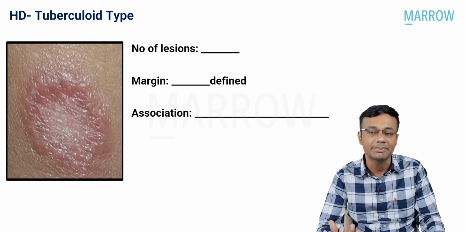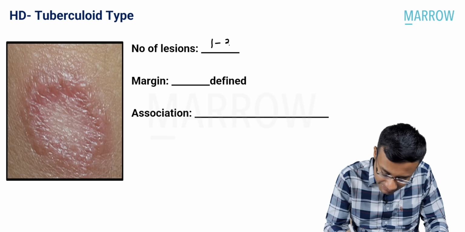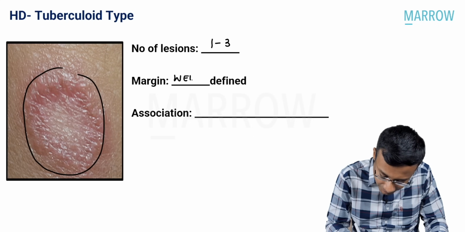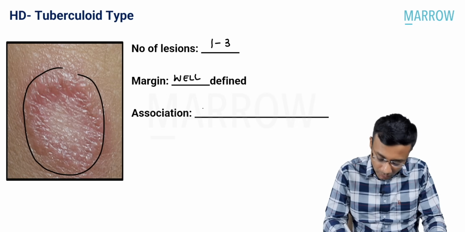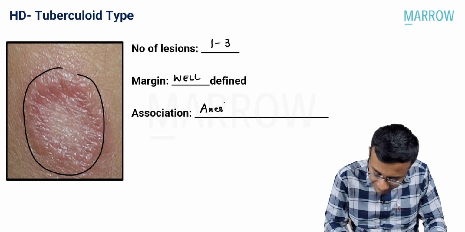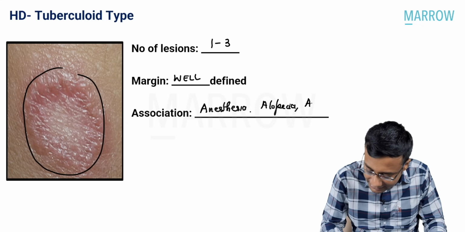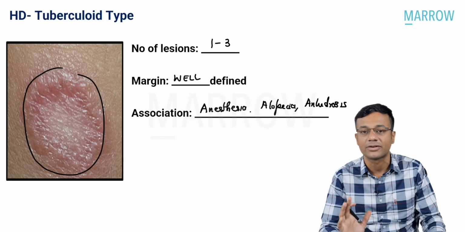Let us now look at TT leprosy. Generally, there are going to be 1 to 3 skin lesions. You can see a very well-defined margin. You can see a well-defined margin over here. And due to this granuloma, what happens? It destroys all the nerves, resulting in anesthesia, all the hair, resulting in alopecia. All the sweat glands are destroyed, resulting in anhidrosis. So anesthesia, alopecia, anhidrosis is the feature of TT leprosy.